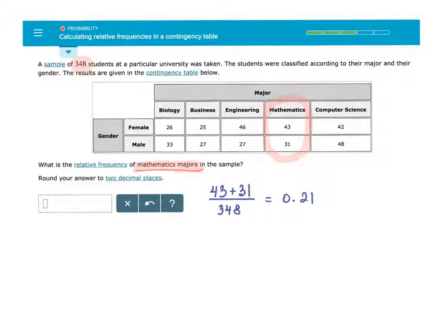I am interested in all math majors. That's why I'm going to combine 43 and 31 together. And that gives me a total of 74 out of 348 students. And that results in 0.21 rounded to 2 decimal places.